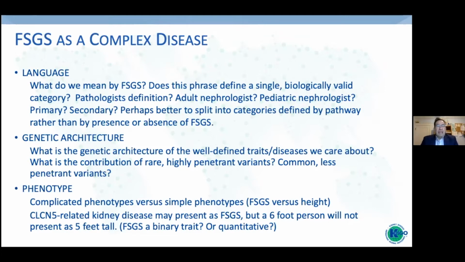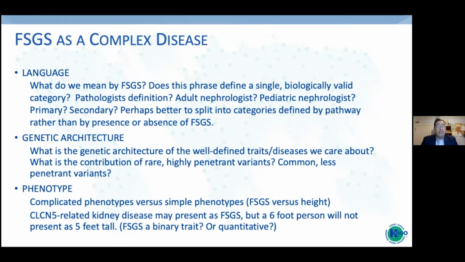FSGS, I think, is both a complex disease and it's a complicated disease also for a variety of reasons. First of all is just language, the way the phrase focal segmental glomerulosclerosis or FSGS is used. Does this phrase really define a single biologically valid category? Probably not. So what do we mean by it?